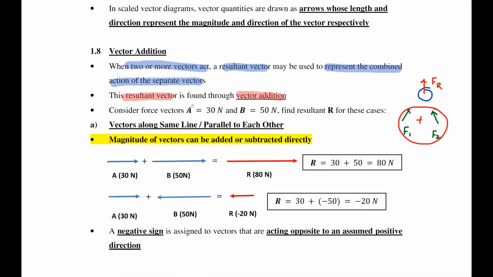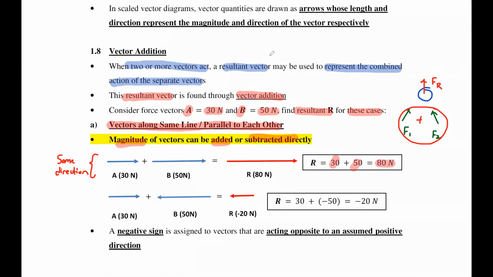Consider force vectors A of 30 Newton, B of 15 Newton. Find the resultant force R for the following cases. The first case being vectors along the same line or parallel to each other. In such cases, magnitude of the vectors can be added or subtracted directly. When the vectors are in the same direction, the magnitudes are added directly. 30 plus 50 gives us 80 Newton.